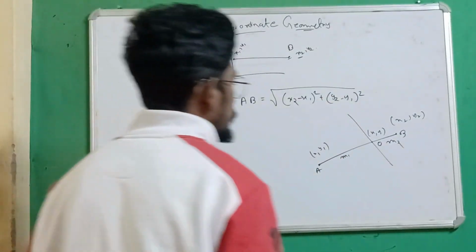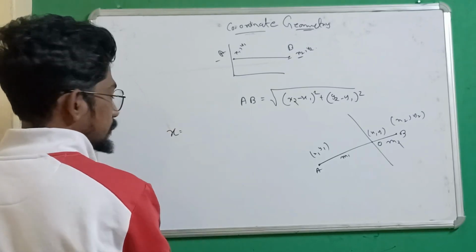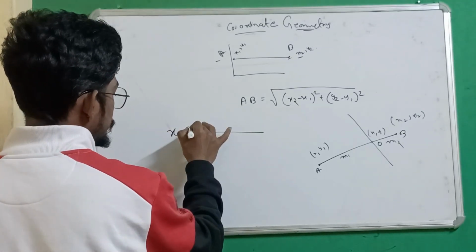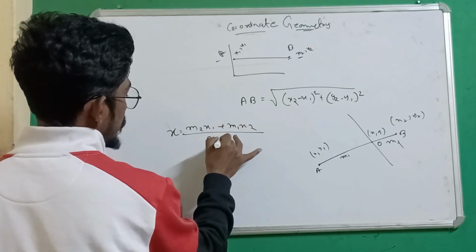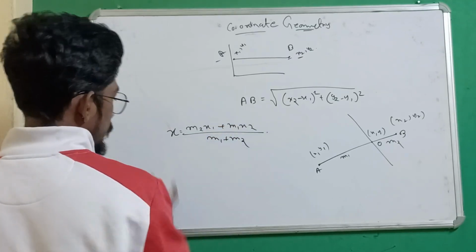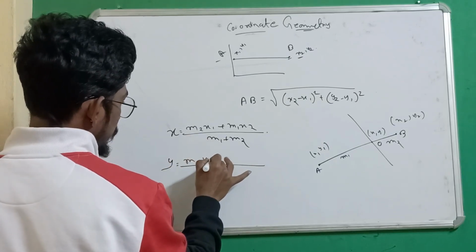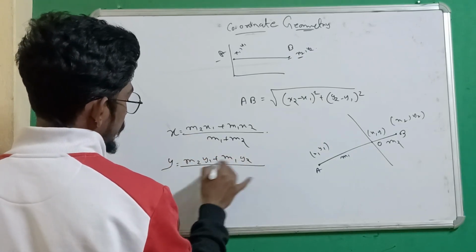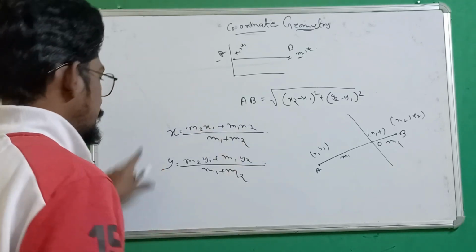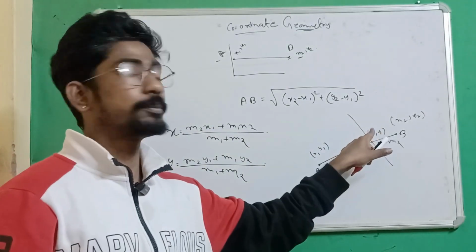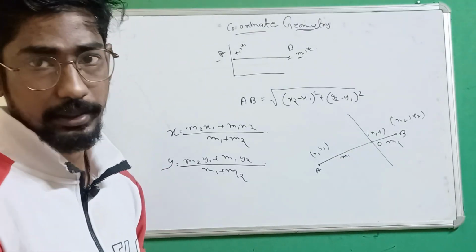Okay, so how can you calculate the point x and y? The simple formula is x equals m2 x1 plus m1 x2 divided by m1 plus m2. Okay, for y it is the same: m2 y1 plus m1 y2 divided by m1 plus m2. So this is how you can calculate the coordinate of the point where the straight line is intersected.